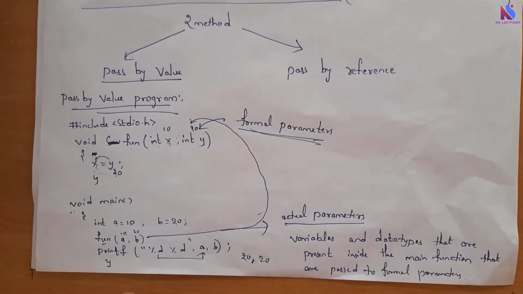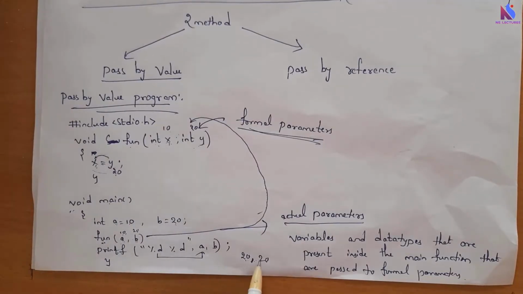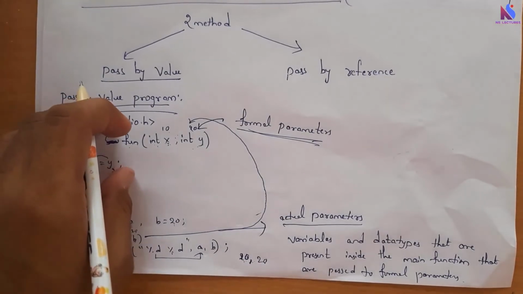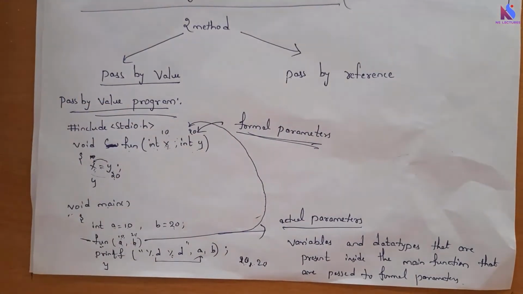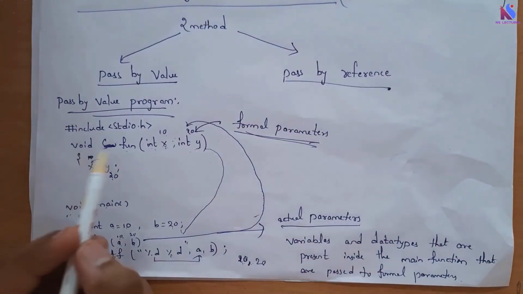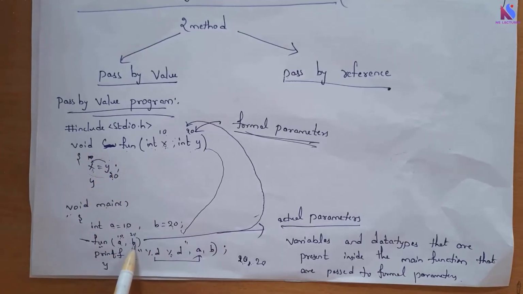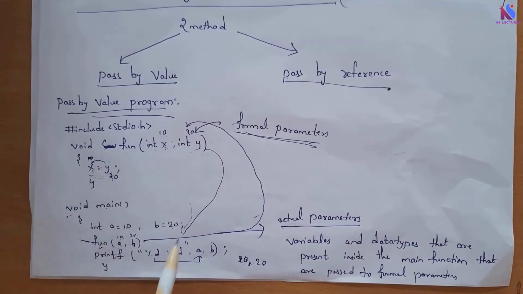But in pass by value, changes made to formal parameters will not affect actual parameters. Actually I should get output as 20 comma 20, but now I will get output as 10 comma 20, because whatever changes are made to formal parameters will not affect actual parameters. This is pass by value. Next I will explain pass by reference. In pass by reference, changes made to formal parameters will get transmitted back to actual parameters. That means whatever changes are made to these formal parameters will affect these actual parameters.